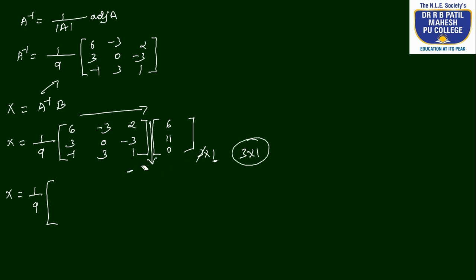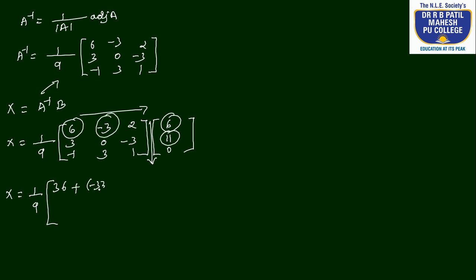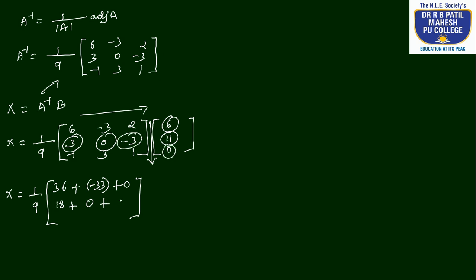So I'll multiply row number 1 and column number 1. 6 into 6, plus will be there. Multiplication of matrices, hope you all remember, minus 33, and 2 into 0 will become 0. Okay, this is first row, first column. Second row, first column I have to take now. 3 into 6, 18, 0 into 11, 0, and minus 3 into 0 will become 0 itself.